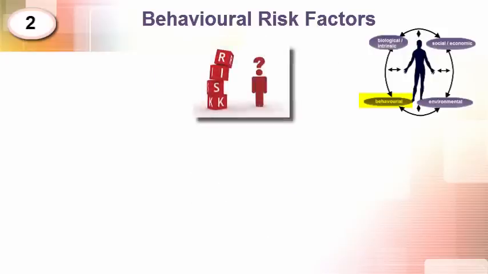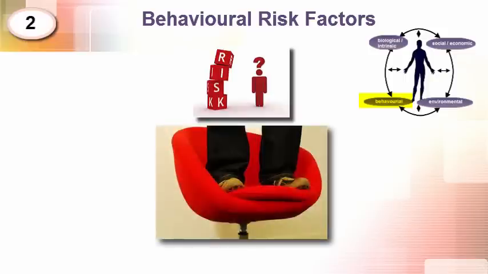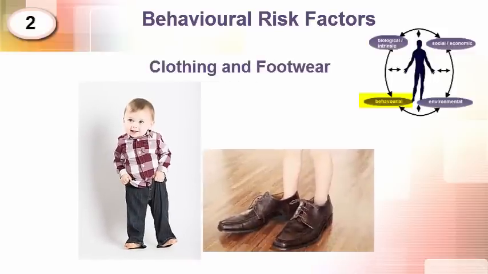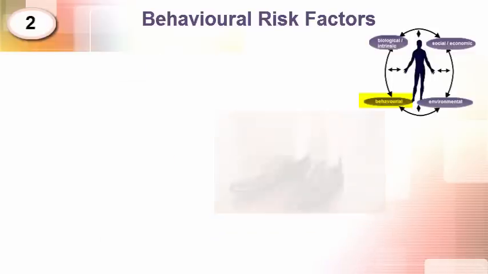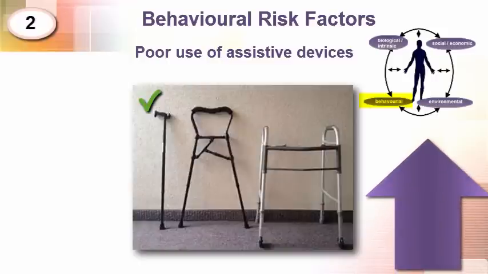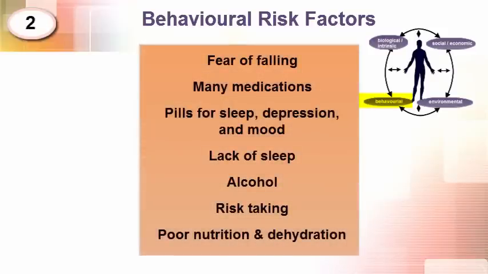Sometimes people take risks and they make poor decisions related to safety. For example, climbing on a chair to change a light bulb if you already have poor balance. Clothing that doesn't fit properly and inappropriate footwear are also known risks. Not wanting to use assistive devices like canes and walkers, or using them incorrectly, can increase someone's risk of falling. A person's attitudes and beliefs can have an effect on their behaviors. These lifestyle choices and risk-taking behaviors can influence their health and risk for falls.